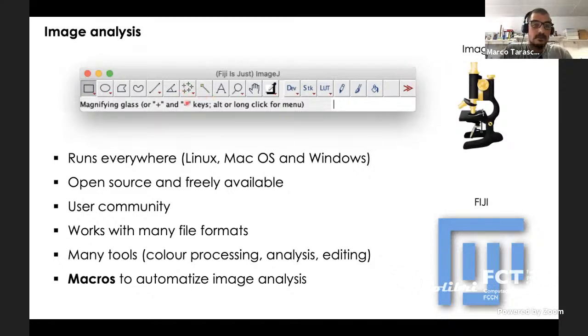It's a very nice software which runs everywhere: Linux, Mac, or Windows. It is open source, of course, and freely available to everyone. Behind it there is a big user community, which can help you if you have any problem. It works with many file formats, and of course has many tools such as image processing, analysis, editing, and so on.